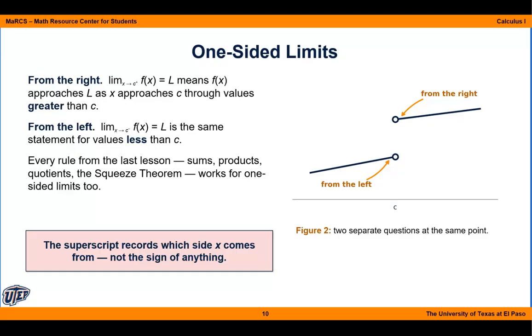The small plus or minus in the notation, here and here, records the side from which the input approaches. It does not tell us whether the function values are positive or negative. All the familiar limit rules still apply to one-sided limits, including the rules for sums, products, quotients, and the squeeze theorem. At a jump, the two one-sided limits answer 2 separate questions and may produce 2 different results.